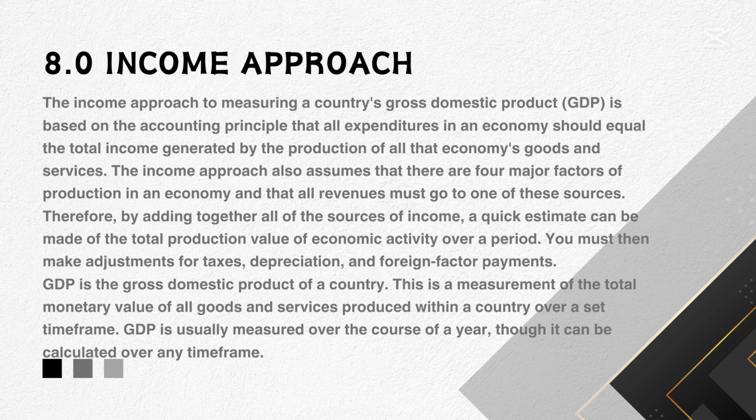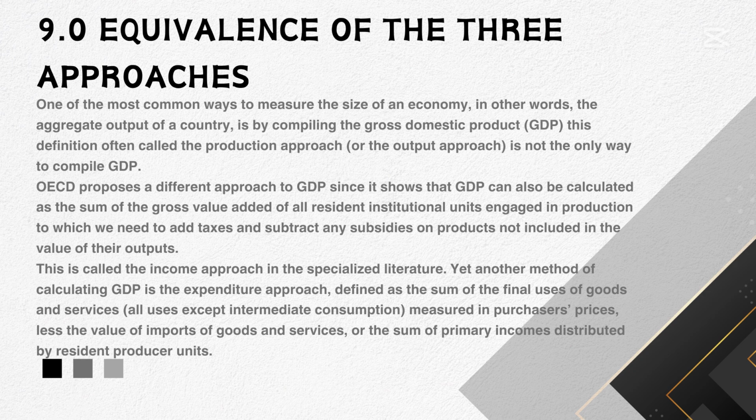For equivalence of the three approaches, GDP can be measured using three methods: production output approach, total value added at each stage of production; expenditure approach, total spending on final goods and services; income approach, total income earned from production activities. All three approaches should result in the same GDP figure, ensuring consistency.